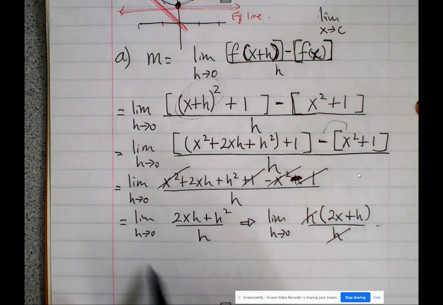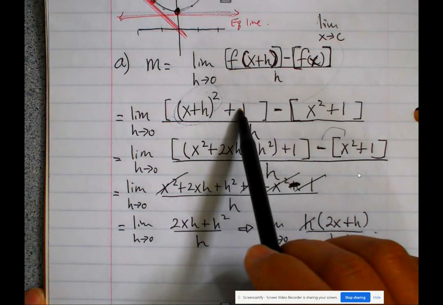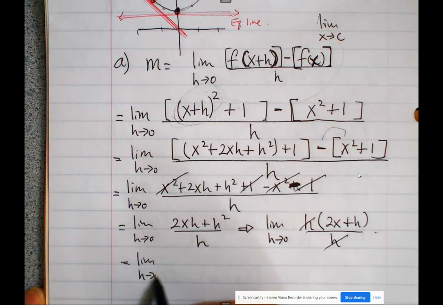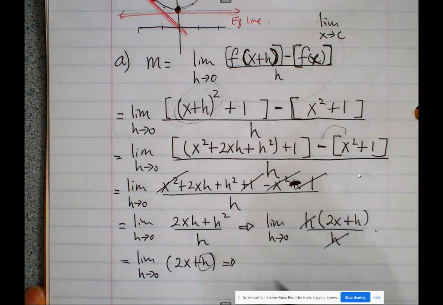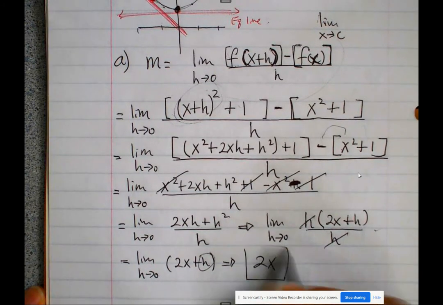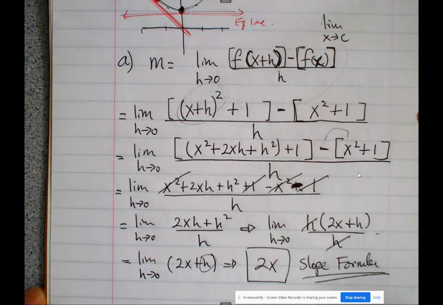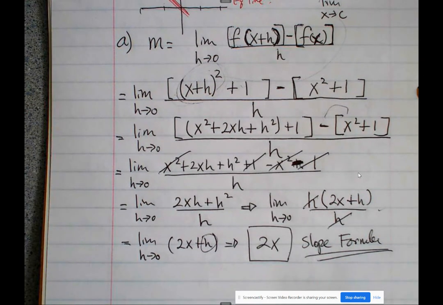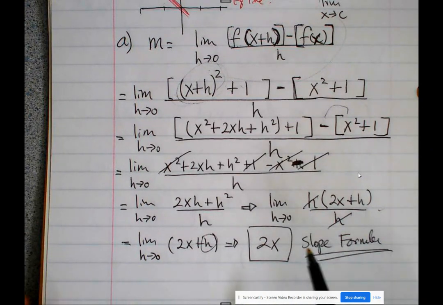Okay, so now we have this limit. Remember, we started with this very ugly, complicated thing. Now it is simplified to, what do we have? 2x plus h, and can I use direct substitution? What is it if I use direct substitution? 2x is your slope formula. What do I mean by slope formula? I can use this for any point, and it will give me the slope.